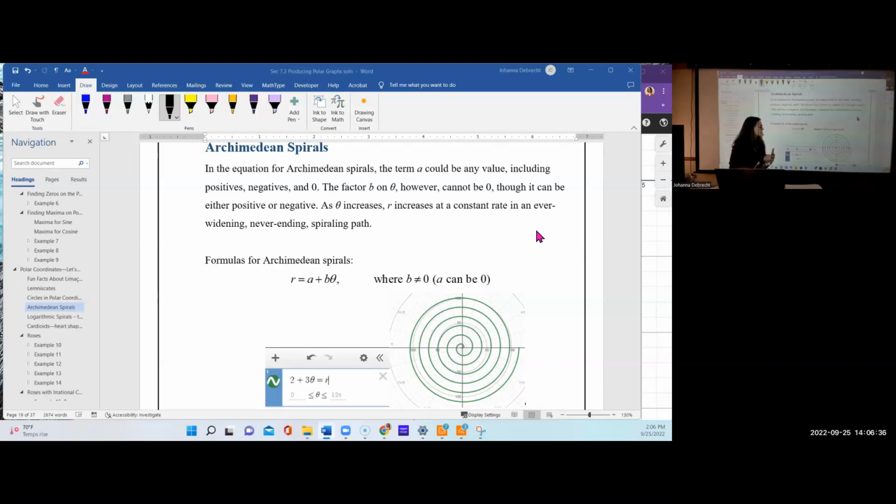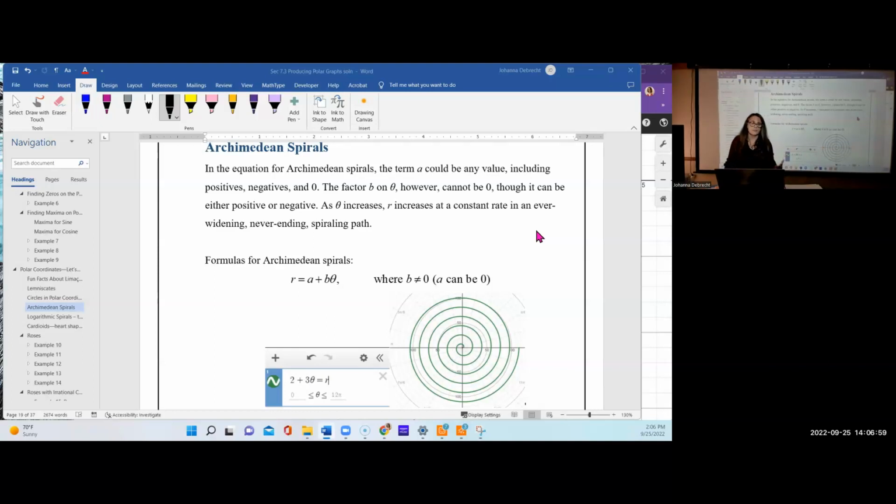Now, what makes an Archimedean spiral different from the spiral we saw earlier? In the spiral we saw earlier, you notice how the spirals got wider and further apart as they continued to grow. In an Archimedean spiral, the distance between each spiral is exactly the same, which is kind of wild.